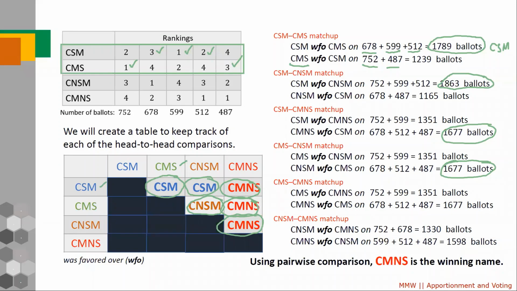Did you get how to compute the number of ballots, class? Yes, ma'am. Okay, so that's it. Questions?